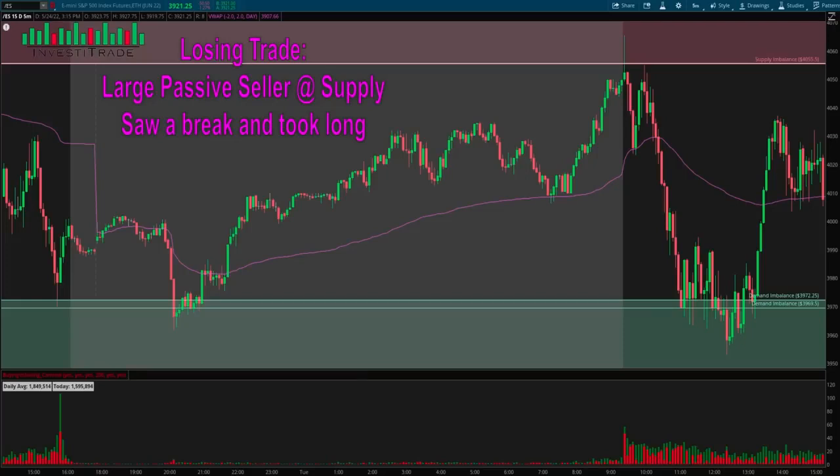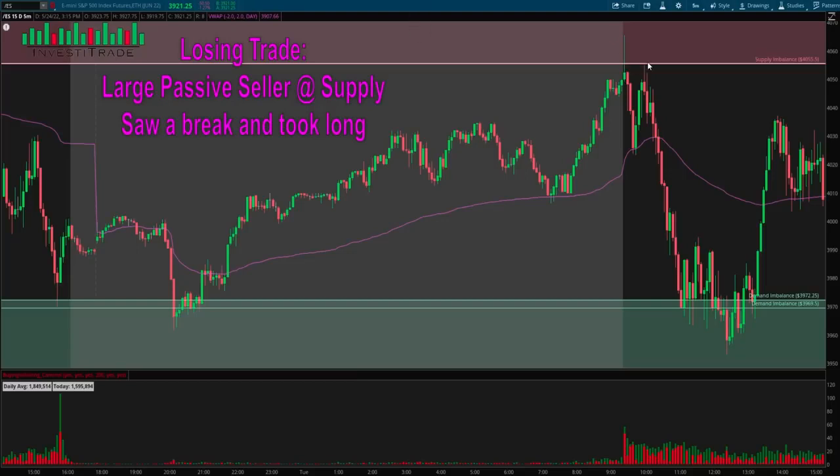And in my opinion, I think this was an emotional decision and I should not have taken this trade. But essentially what we're going to have here is the market dips into this demand zone and we rally out of it. And we come into supply at 4055. Now, what's important here, and my mistake, is I take the market long inside of supply.